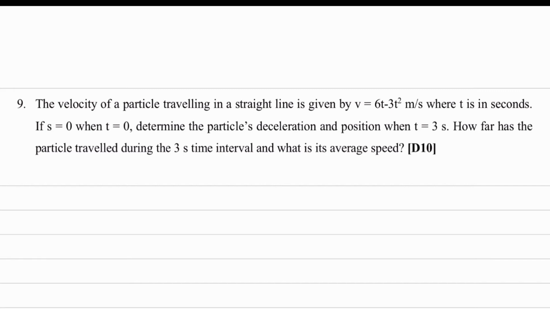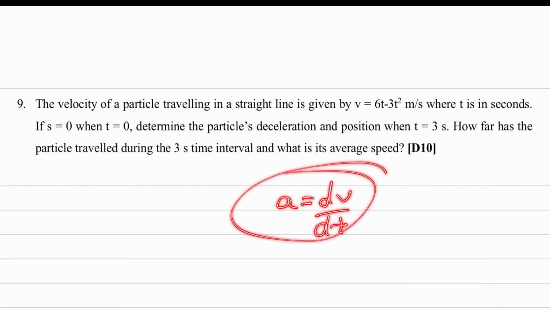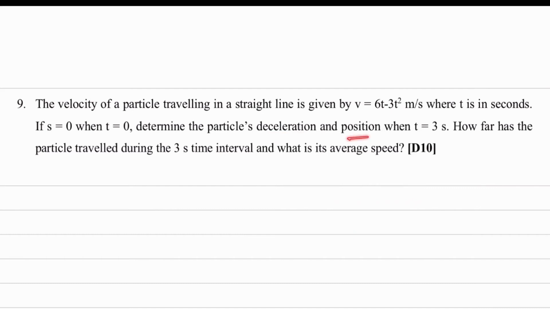So from the given equation, velocity is a function of time. What we have to get is the equation of acceleration. To calculate deceleration, we require acceleration. So acceleration will be dv by dt. From there we will get the acceleration equation. What about position? Velocity is given, so velocity will be dx by dt, and we will get the relation between position and time. Okay, so in this way we have to develop both the relations.